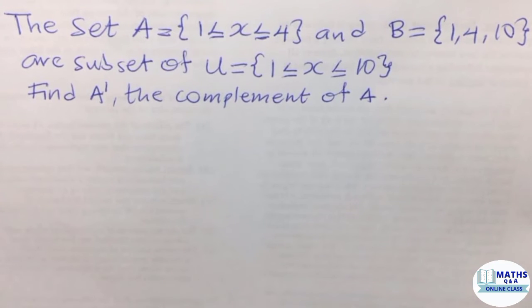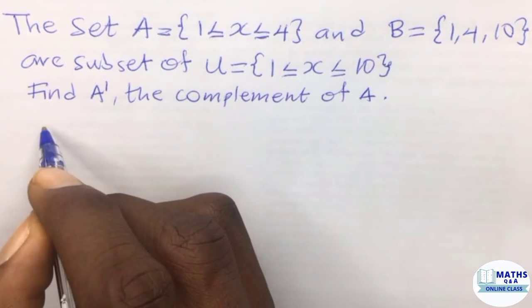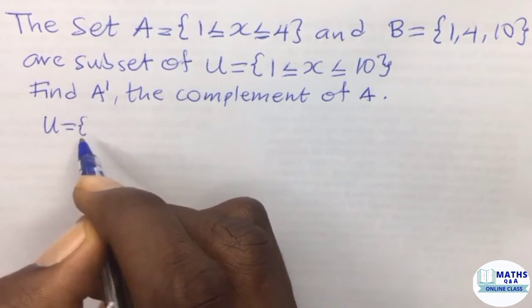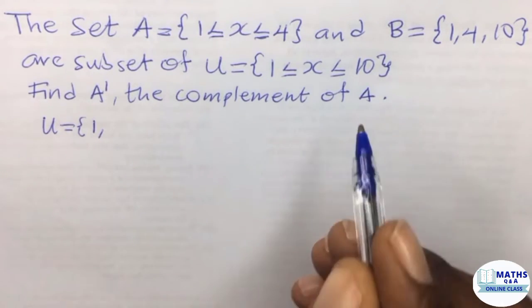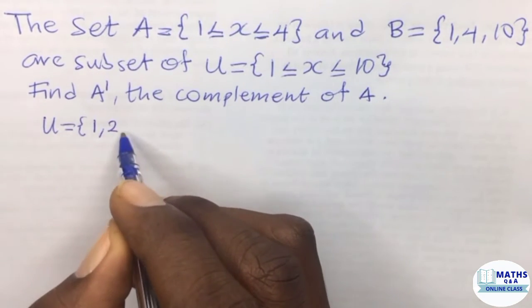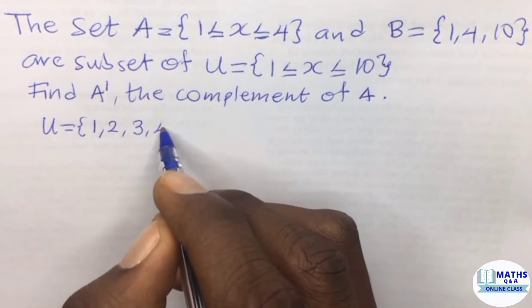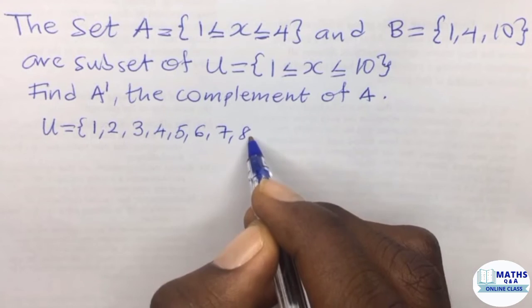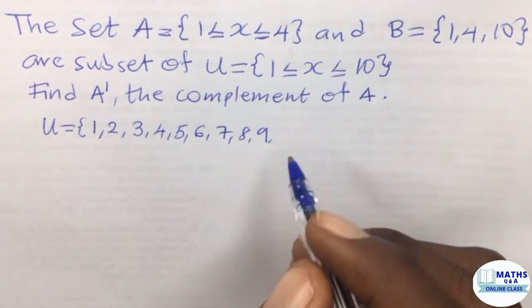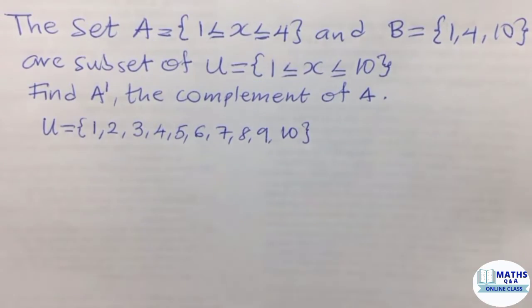The first thing that we have to do is to list the elements in the universal set and then the set A. The elements in the set B have already been listed for us. So let's go ahead and list the elements in the universal set. We're starting from 1 because 1 is inclusive, x greater than or equal to 1. Then we will move to 2. We have 3, 4, 5, 6, 7, 8, 9. And the last element in the universal set is 10.